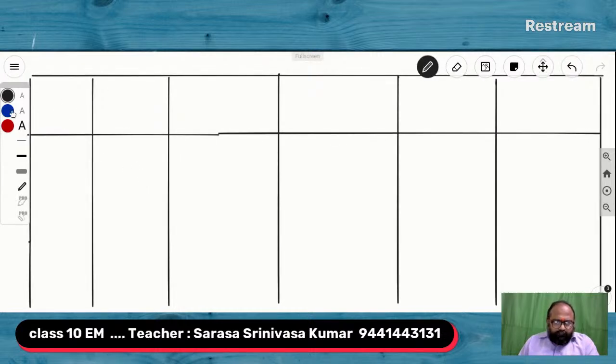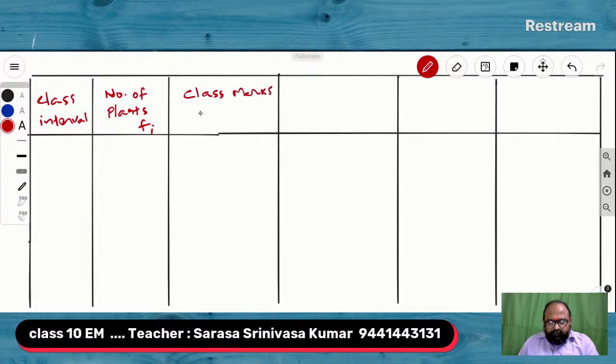Okay, now we write the first step. First column is class interval. This is a step deviation method. Next, number of plants. So this is noted as fi. Next, class marks. Class marks are noted as xi equal to upper limit plus lower limit by 2. Next, deviations. Di equal to xi minus a.